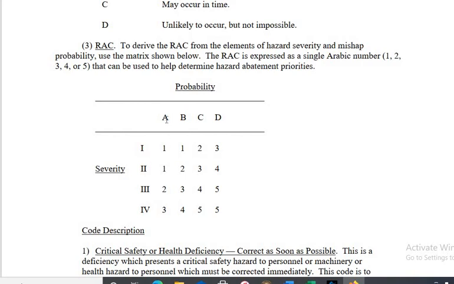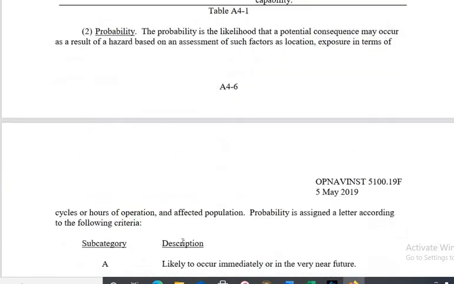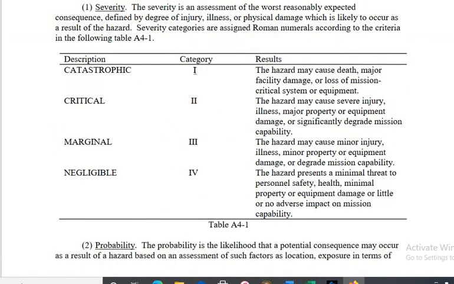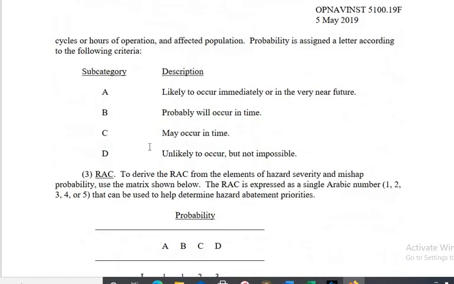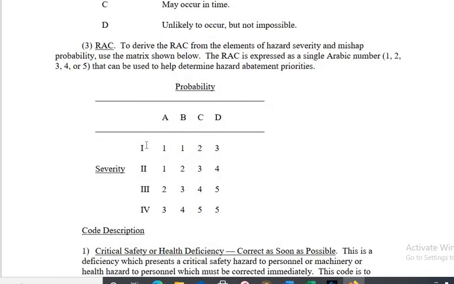And then there's a matrix down here that crosswalks the two. You got your probability up here, severity down here. If it's a 1A, that's an oh no. 1B, still an oh no. 1C, 2. 1D, 3. I don't think I'm going to remember this matrix. I think it's more important to remember the A, B, C, D and the Roman numeral 1, 2, 3, 4. But there's a matrix, so a 4D is the least important, a 1A is the most important.